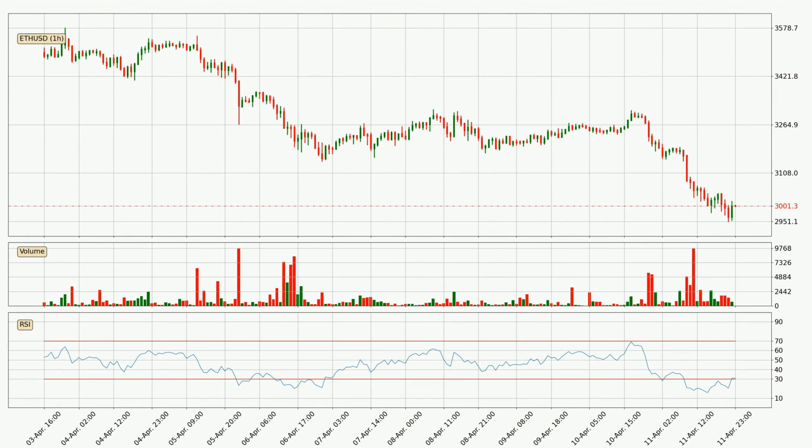Looking at the hourly relative strength index, the current hourly RSI of 31 is in the lower region, which means that the price is oversold and a rebound or some kind of consolidation is possible.